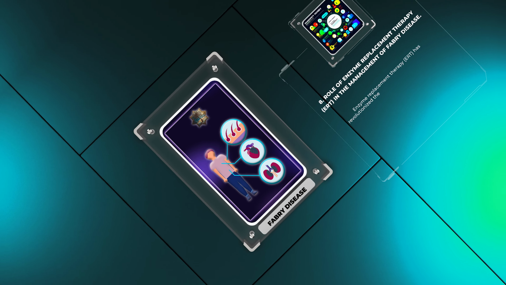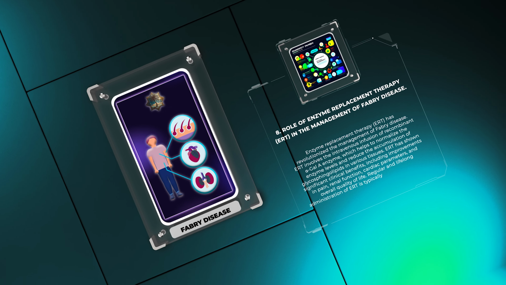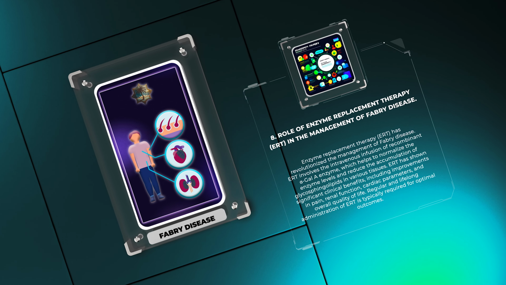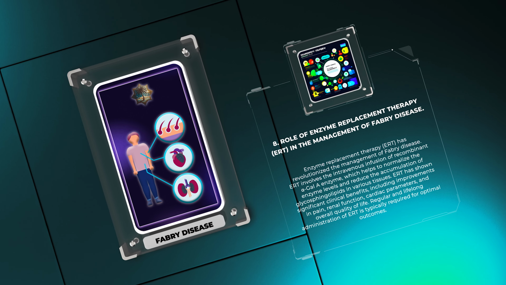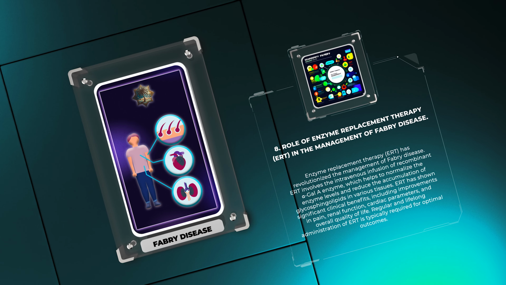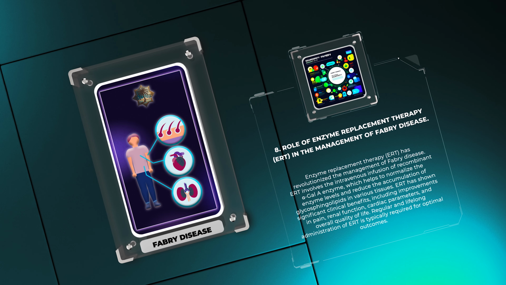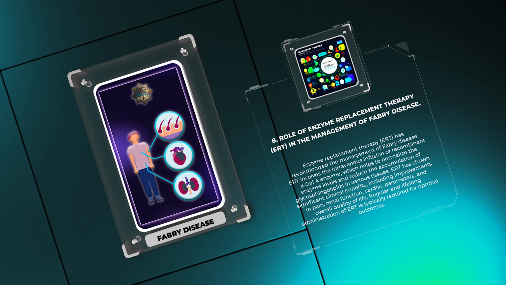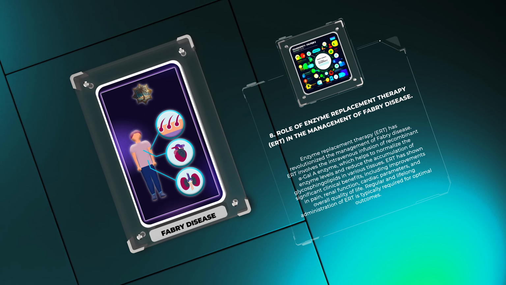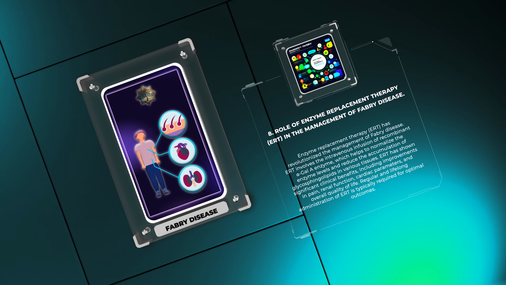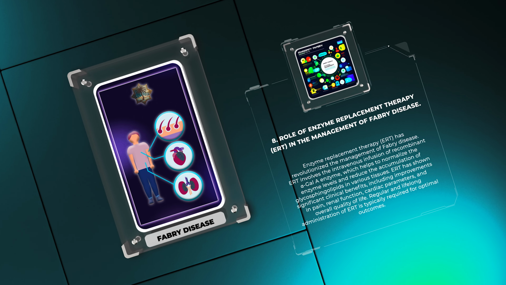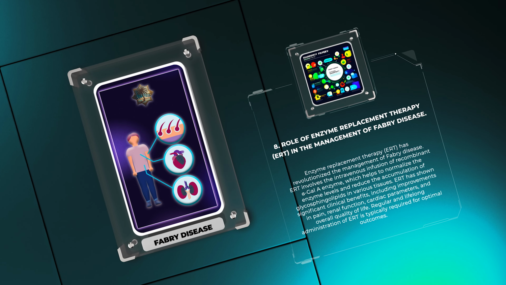Enzyme replacement therapy, ERT, has revolutionized the management of Fabry disease. ERT involves the intravenous infusion of recombinant alpha-Gal A enzyme, which helps to normalize the enzyme levels and reduce the accumulation of glycosphingolipids in various tissues. ERT has shown significant clinical benefits, including improvements in pain, renal function, cardiac parameters, and overall quality of life. Regular and lifelong administration of ERT is typically required for optimal outcomes.